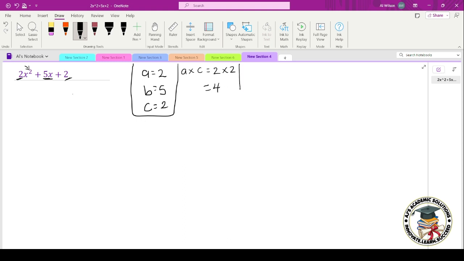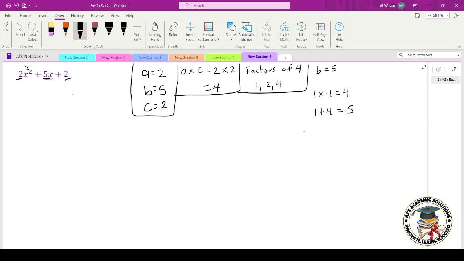Okay, so our factors of 4 are 1, 2, and 4. Our b is equal to 5. Remember again, we're wanting two numbers that, when we multiply them, give us 4, and when we add them, give us 5. From this, you would notice that you can just use 1 and 4. So 1 times 4 is equal to 4, and 1 plus 4 is equal to 5.